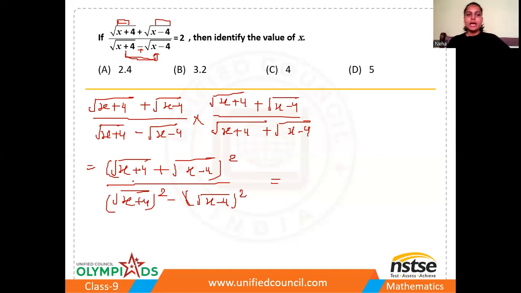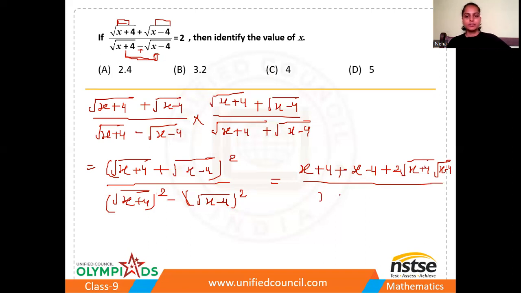So a square, that means root x plus 4 whole square, which is nothing but x plus 4, right? So whenever you do the square of any square root, remove the square root, that's it. And b square, that means square root of x minus 4 whole square, which is nothing but x minus 4. Right? Now the last term is 2 into a into b. That means 2 into square root of x plus 4 into x minus 4. Right? And in the denominator we have a square minus b square. Right? So root x plus 4 whole square is x plus 4. Root x minus 4 whole square is x minus 4.